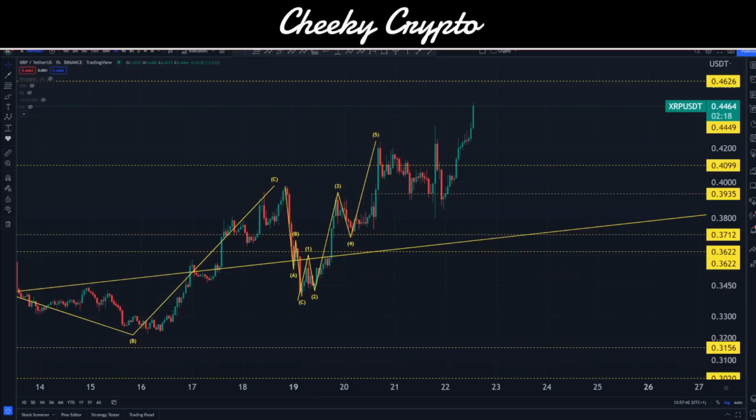Okay, let's get started. Let's get right on into this. XRP paired up with USDT on the hourly chart. Binance is the data source. Last time we spoke about this a couple of days ago, we were talking about a 5-wave structural move upwards. That seems to have been completed here.